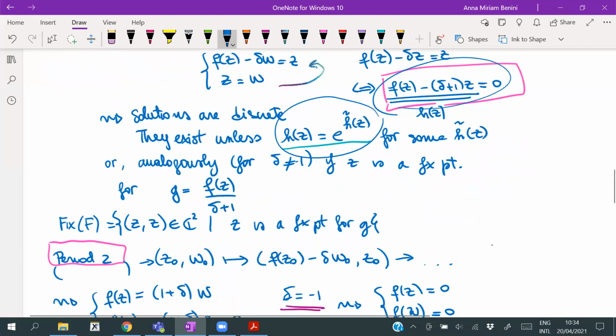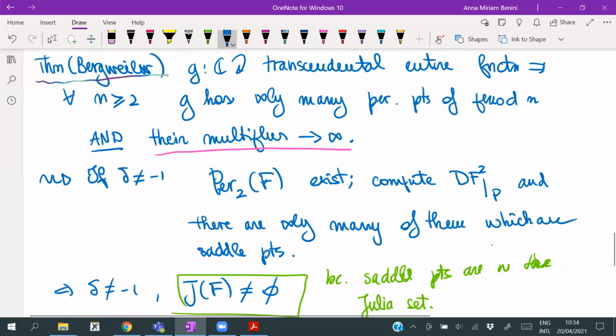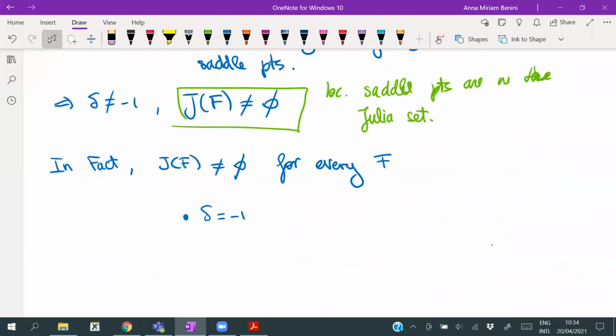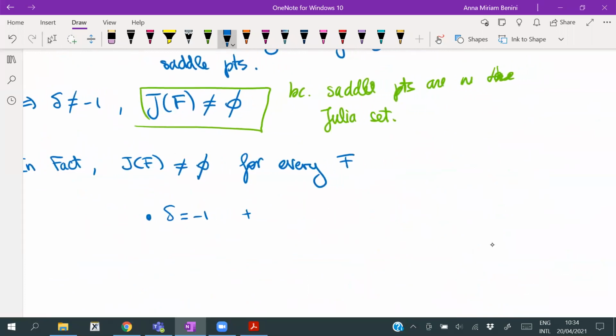This is of this special form. I'm not going to write it down. So even in this case, when delta is equal to -1 plus and there are no periodic points of period 1, no fixed points, you can deduce by doing some tricks that there exist periodic points of period 4. And then you put this together by proving the following.